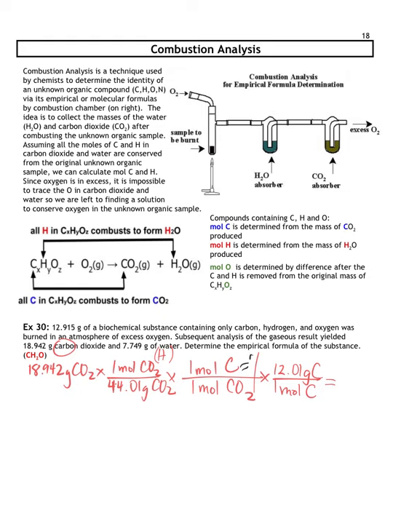I get a mole value of 0.430 moles of carbon. Now when I multiply that value times 12.01 and get the mass of carbon, I get 5.169 grams of carbon. Okay. Now I'm going to do the same thing with water.